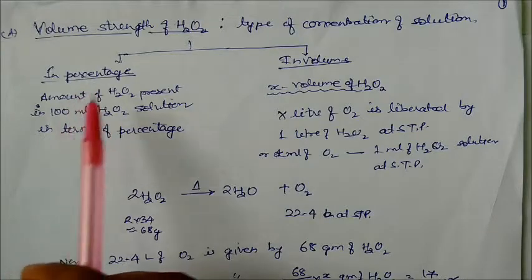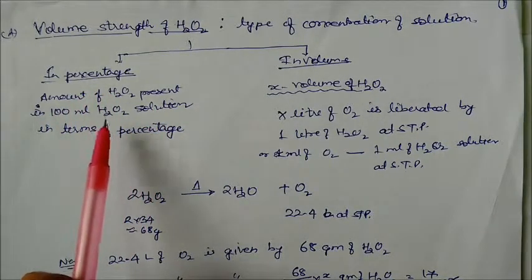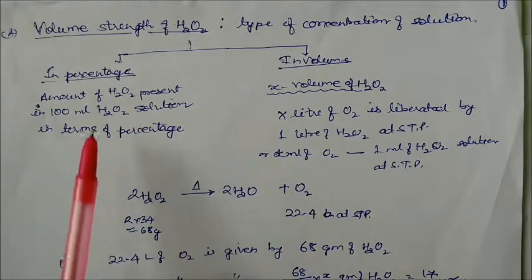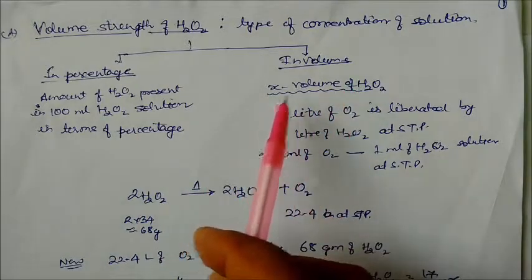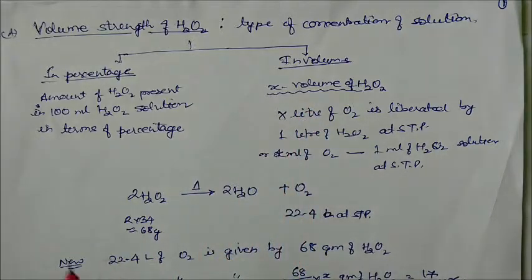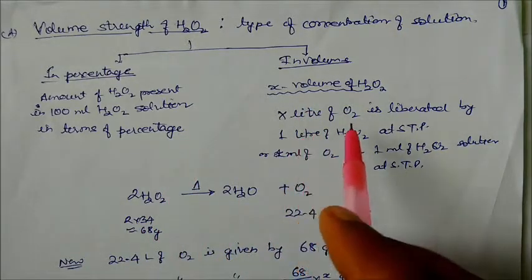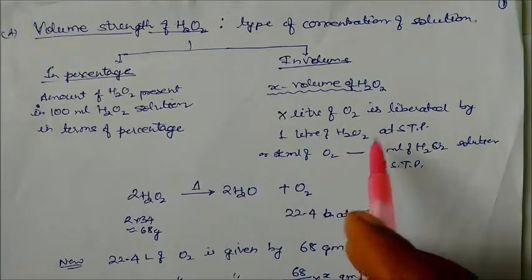In terms of percentage, it is the amount of H2O2 present in 100 ml of the solution. This we know already, that is gram per liter, which we have discussed. But in terms of volume, we write hydrogen peroxide as X volume. What is the meaning of X volume? X volume is actually X liter of oxygen liberated by 1 liter of hydrogen peroxide at STP.